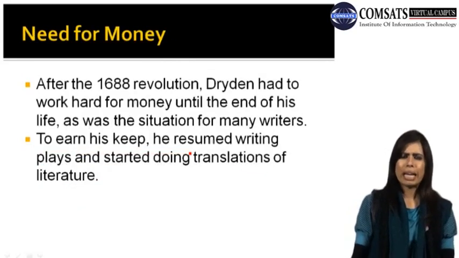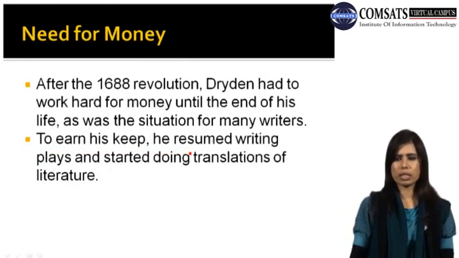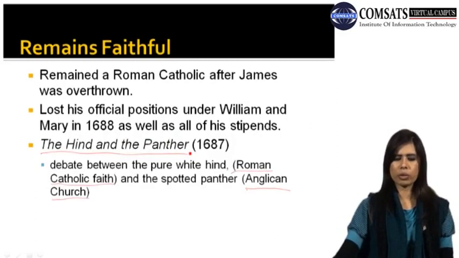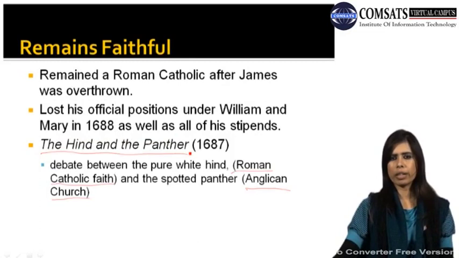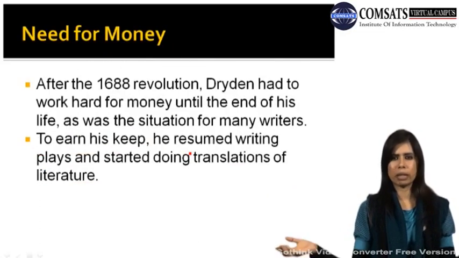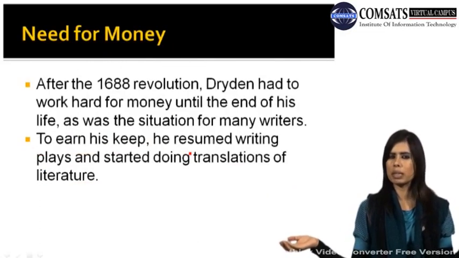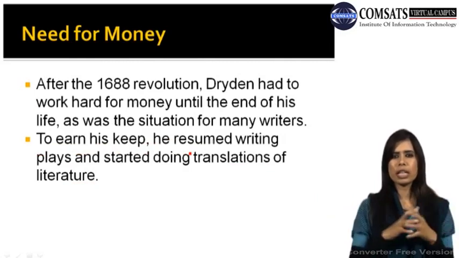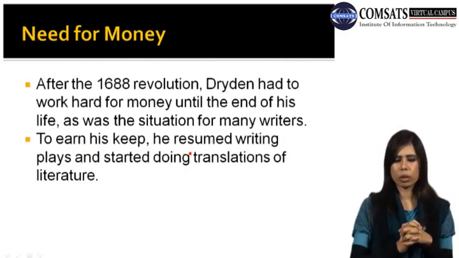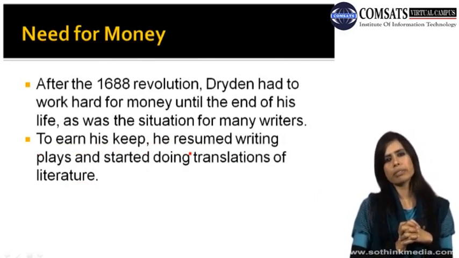Fine. Need for money. After the 1688 revolution, William and Mary came into power in 1688. So he might have been facing some kind of financial problems at that time. After the 1688 revolution, Dryden had to work hard for money until the end of his life, as was the situation for many writers of that time.